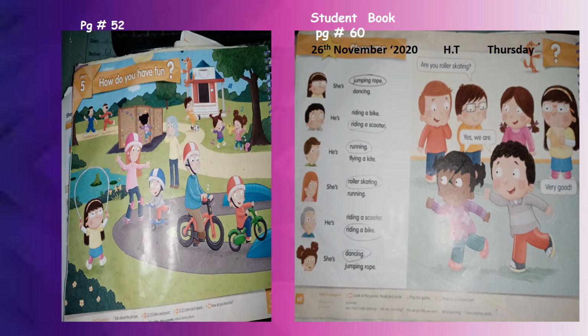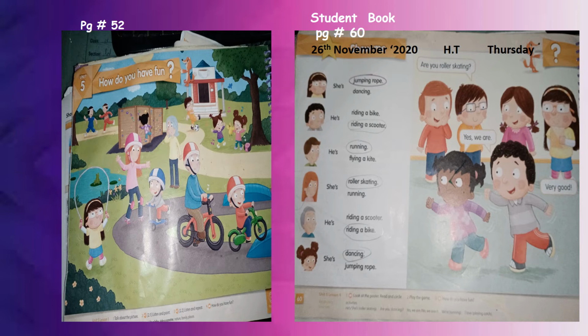Now open page number 52 and look at what she's doing on this page. She is jumping rope. What you have to do, you have to circle the jumping rope words. Okay, now you have to complete the sentence. She is jumping rope. Now you all circle the jumping rope words.